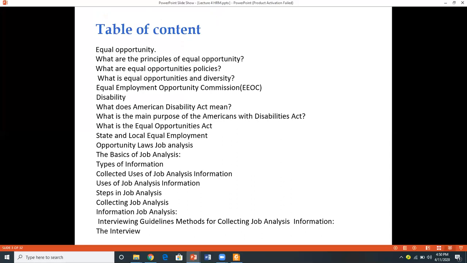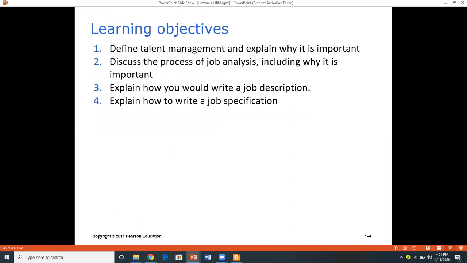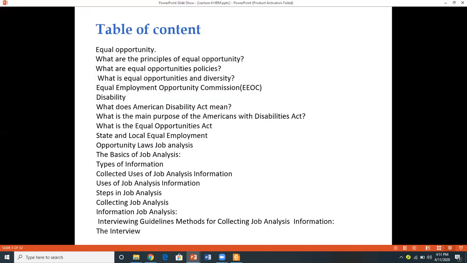State and local equal employment opportunity law, job analysis, the basics of job analysis, types of information collected, uses of job analysis information, steps in job analysis, collecting job analysis information, interview guidelines, methods for collecting job analysis information, the interview, and in the last there will be an assignment.